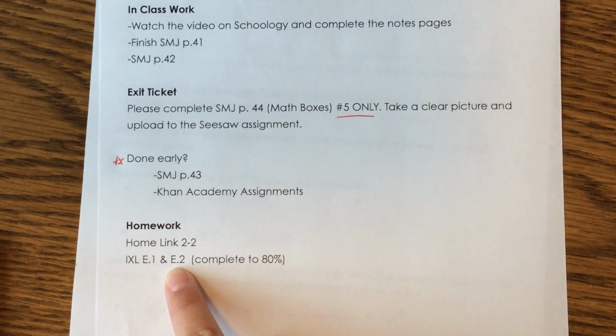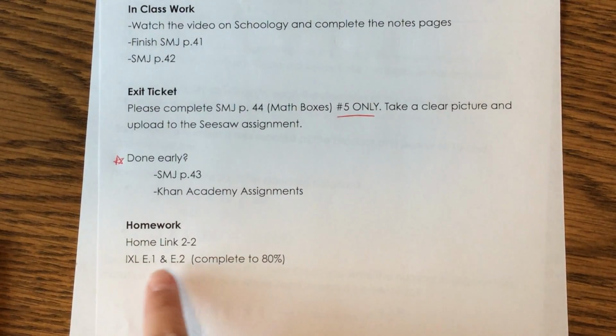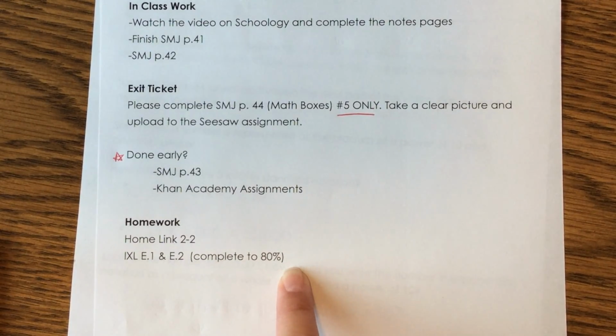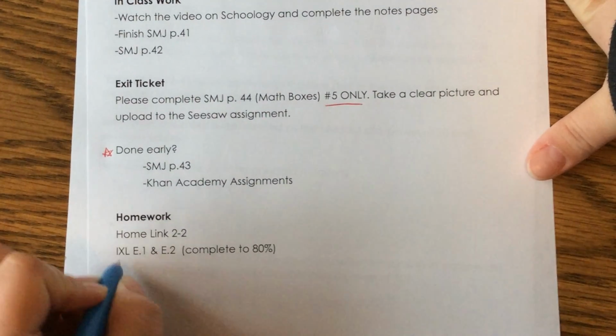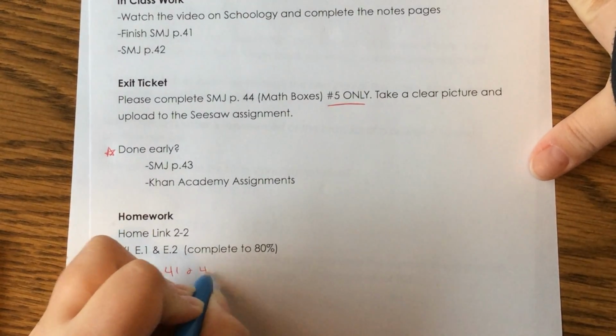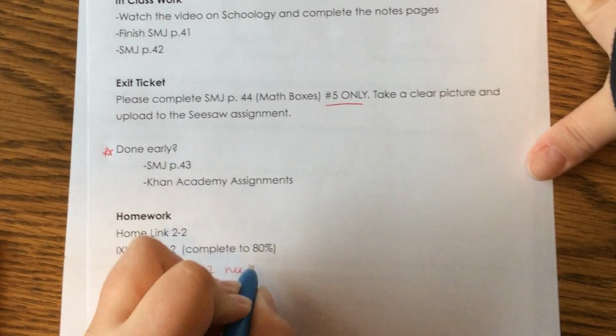5th graders, your homework is to finish Homelink 2.2. There are also 2 IXL skills. They are both related to exponents. You should complete them to 80%. Your math teacher will check in with you tomorrow. I also want to add in the note that SMJ 41 and 42 need to be completed.